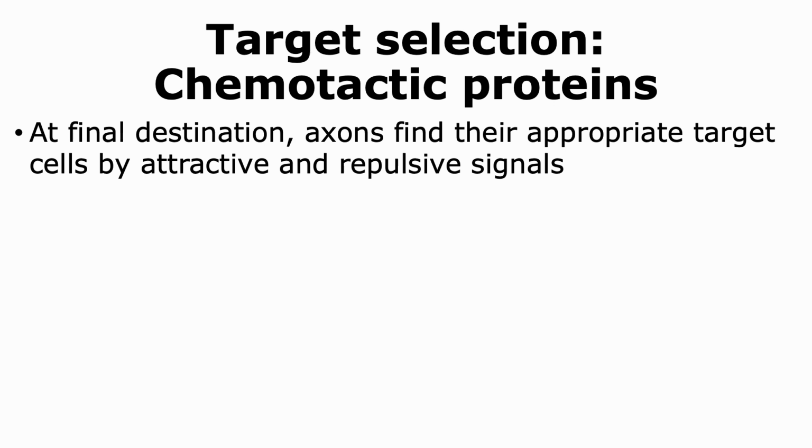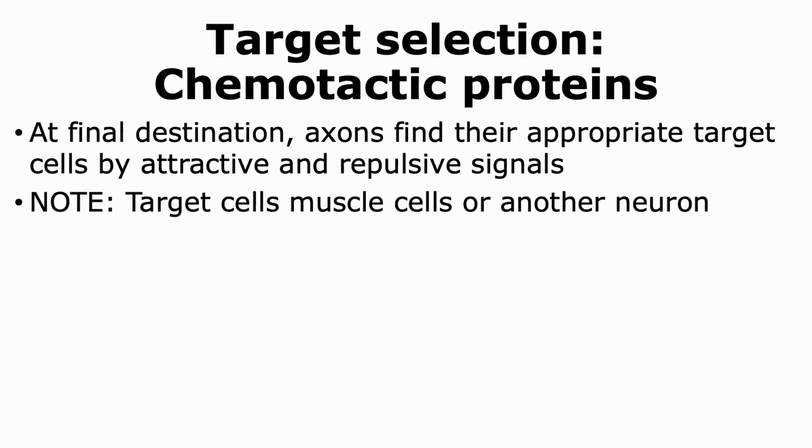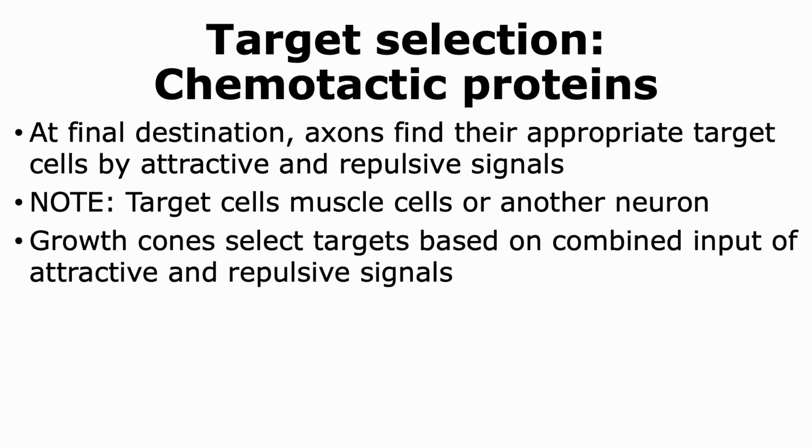Now let us look at what happens to the axons once they are at their final destination. So at the final destination, the axons are able to find their appropriate target cells by attractive and repulsive signals. Now the target cells are usually muscle cells or are another neuron. Now the growth cones are able to select their targets based on the combined input of attractive and repulsive signals. And hence it is not just one signal that plays a role, but a combination that plays a role.